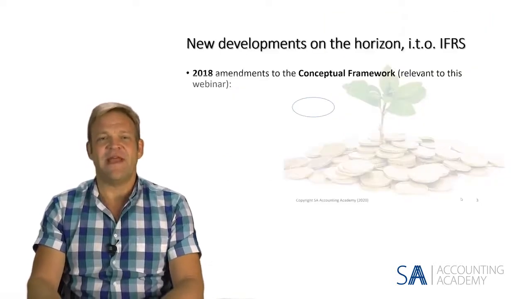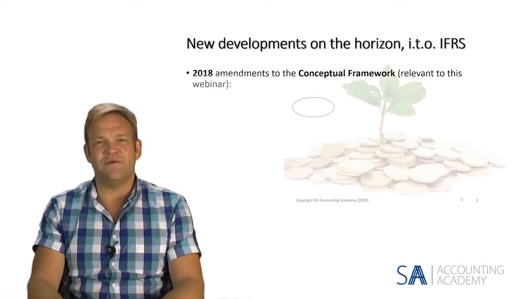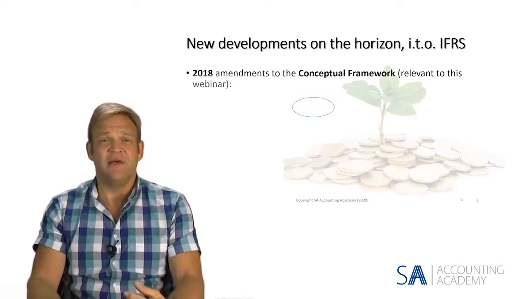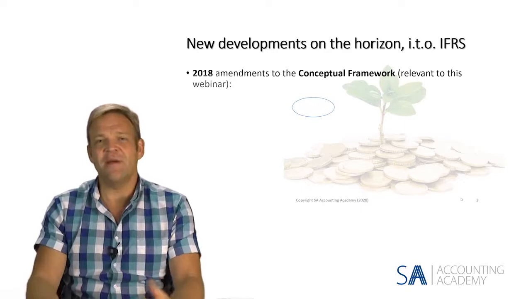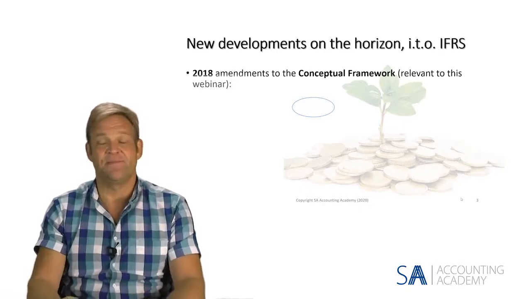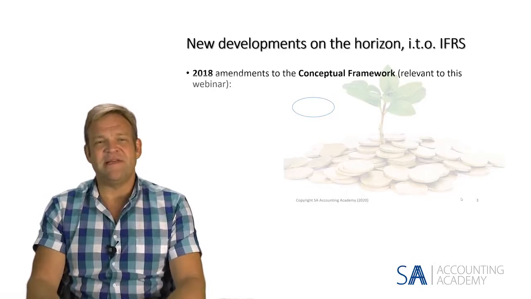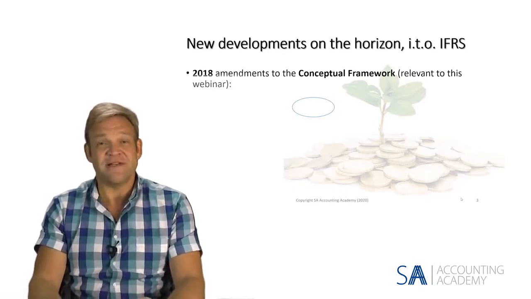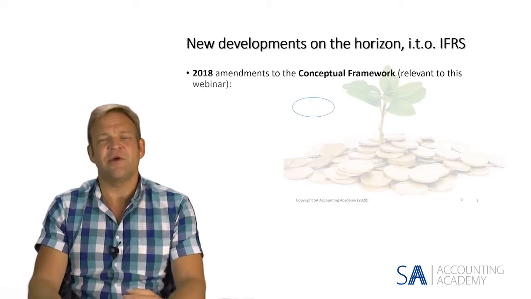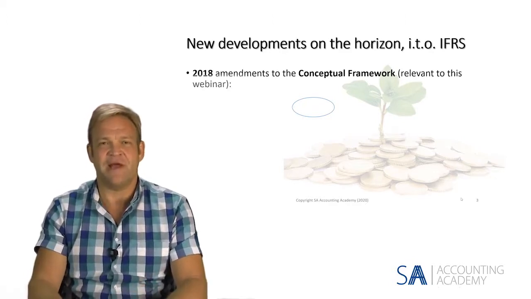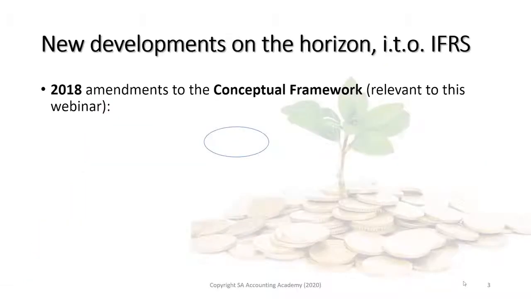Right, so if we move over to the next slide, I thought it was quite important to just open up this discussion on provisions and contingencies. And remember, when we talk about provisions, we're actually talking about nothing other than liabilities. So thinking about liabilities, there are some new developments on the horizon in terms of full IFRS, and I thought it was a good idea to just open up this discussion on liabilities by looking at these. In 2018, the conceptual framework in terms of full IFRS was amended in respect of the definitions of assets and liabilities, the recognition criteria, etc.